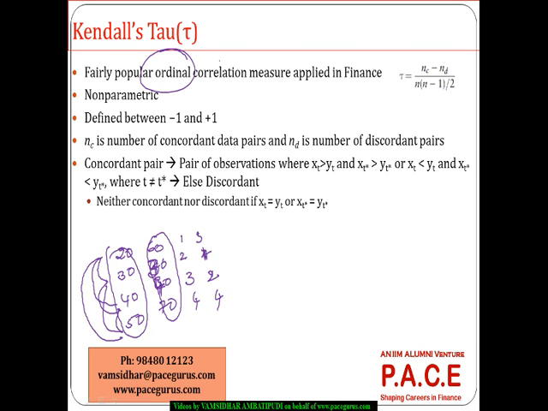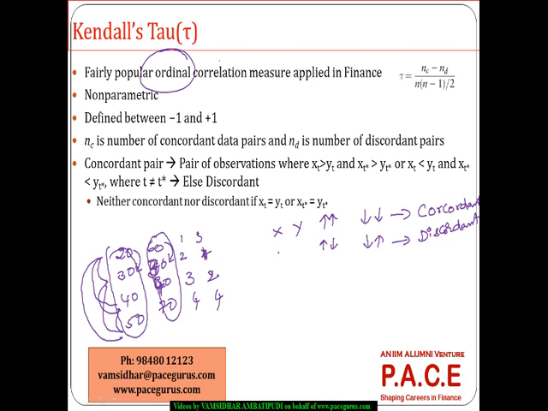So what I typically see is, in each of the pairs, I'll see if x is increasing, is y also increasing or decreasing. So if x and y are moving in the same direction, either increasing or decreasing, we call that a concordant pair. But if x is increasing and y is decreasing, or x is decreasing and y is increasing, we call it a discordant pair.